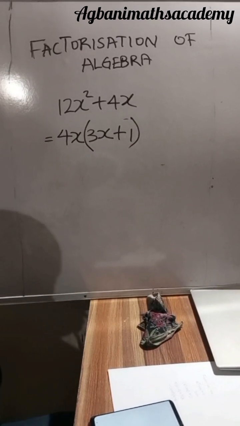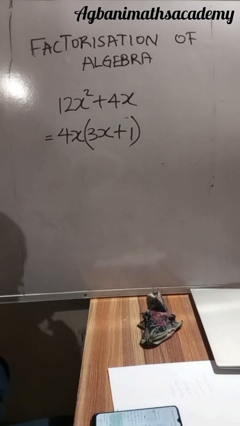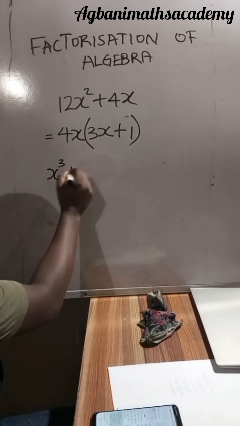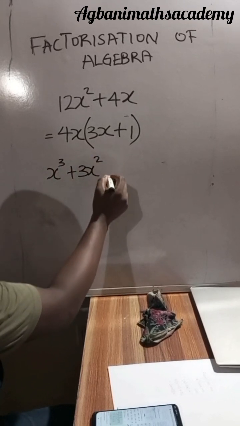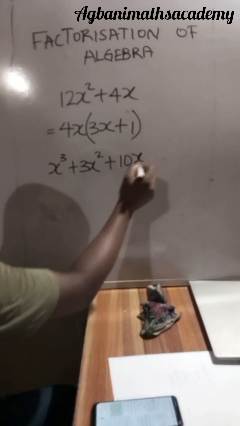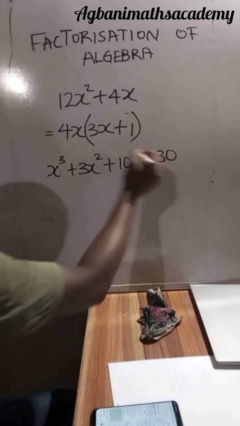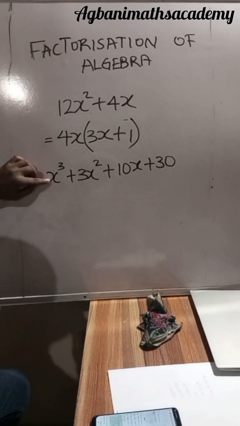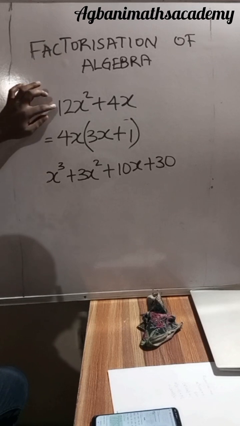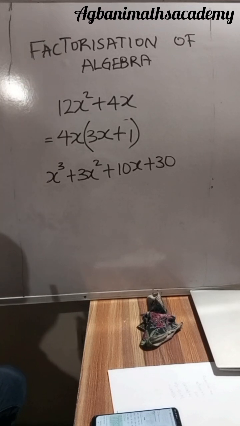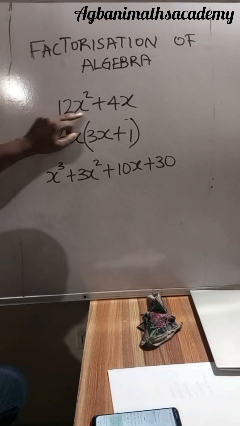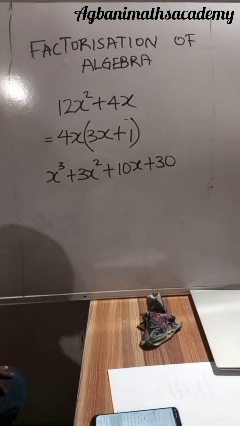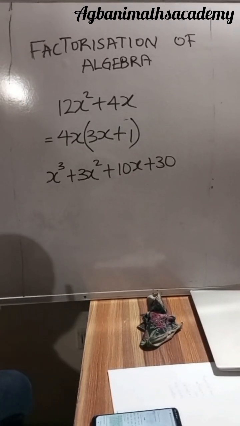But today we are looking at factorization by grouping. So let's say we have something like x raised to power 3 plus 3x raised to power 2 plus 10x plus 30. There is a little difference between this algebra and the previous one. In the previous algebra, we have only two terms, but in this one, we have four terms. So how do we factorize this one?